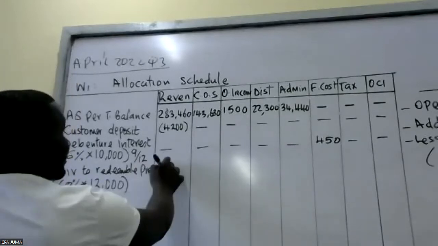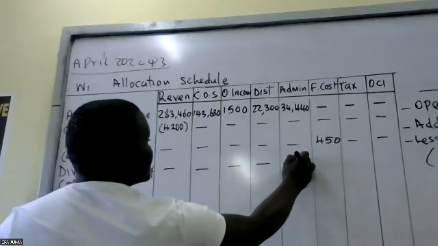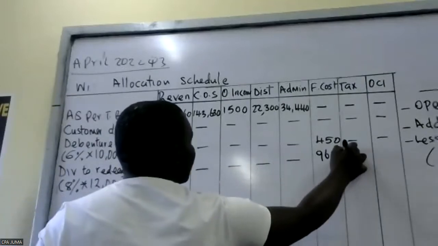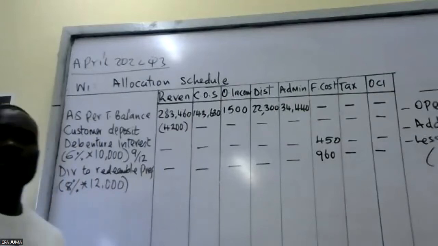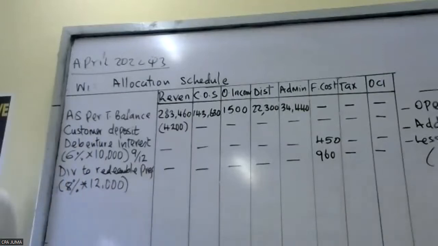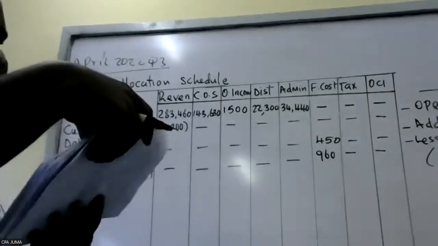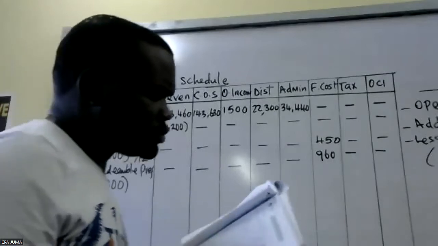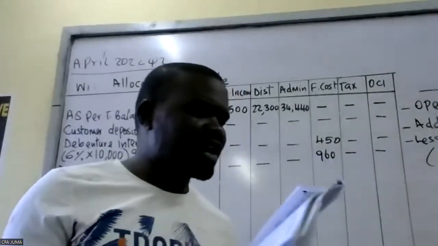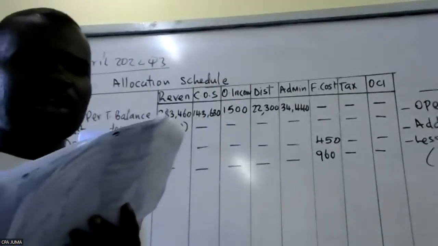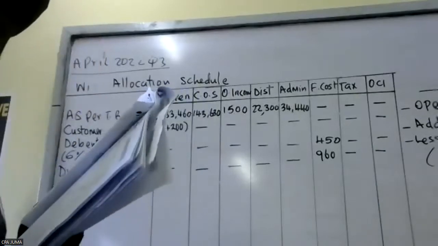960. So take it to finance costs. Very good. We proceed to number 4. Land and buildings are carried under the revaluation model as permitted by IFRS.